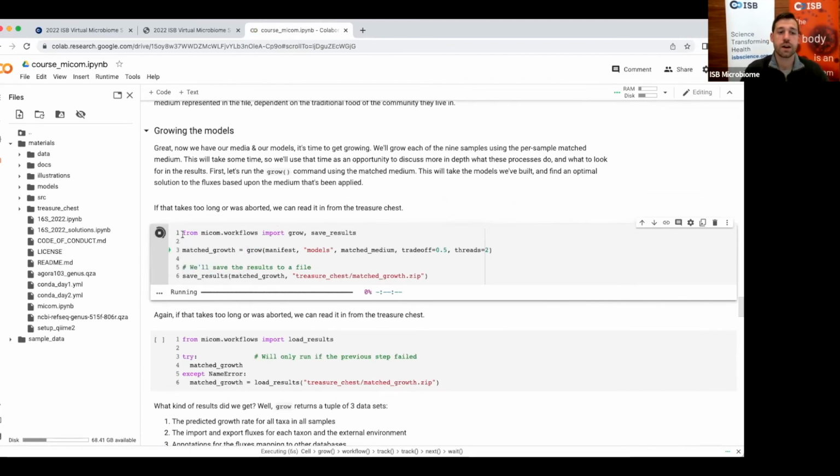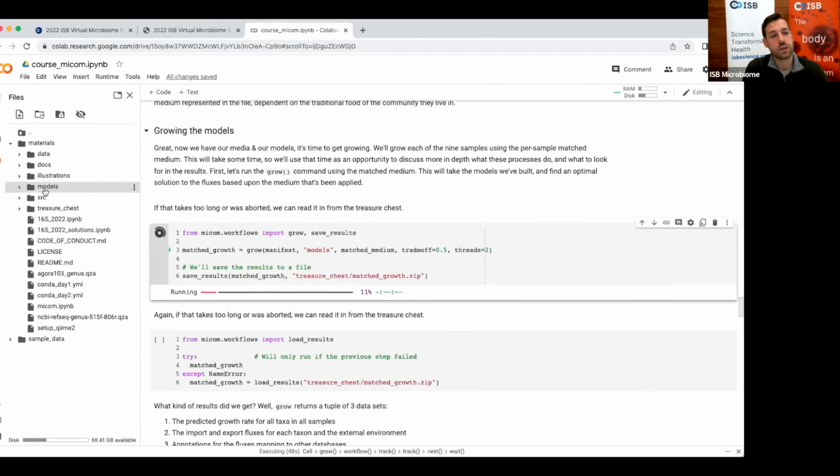So again, from the Mycom workflows module, we'll import our grow command, as well as our save results command. We'll then run this grow command, which will take the models that we've built and apply cooperative trade-off flux balance analysis in order to estimate unique fluxes for most of the taxa present in our community. And from there, also estimate fluxes happening in each of these taxa, and report those back out to us. So in grow, we will pass in our manifest that we got out of the build command previously. We'll specify the folder that we saved our models to.